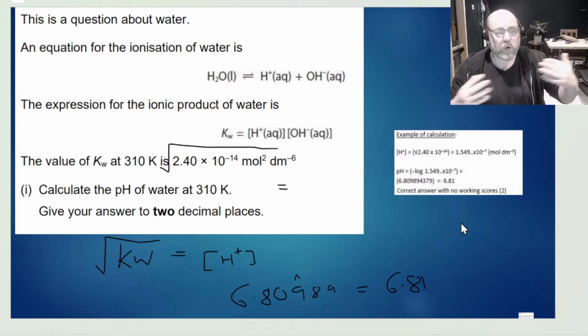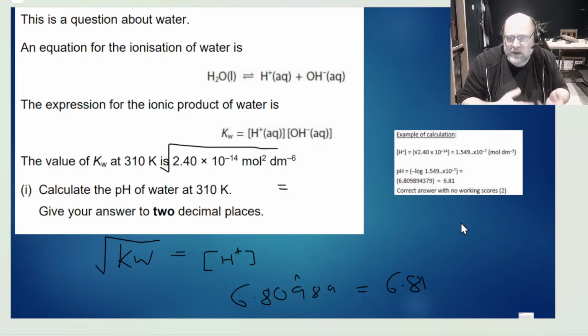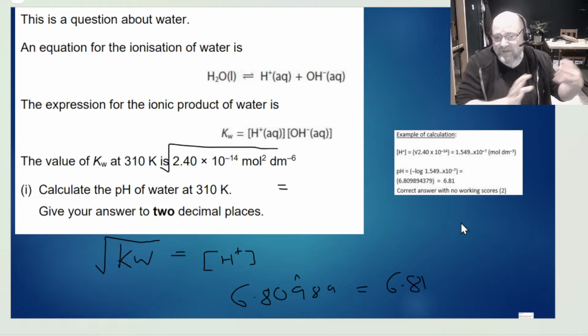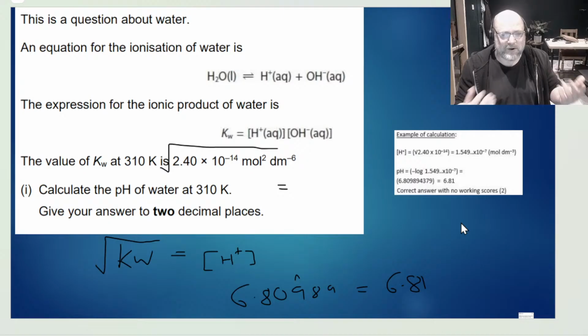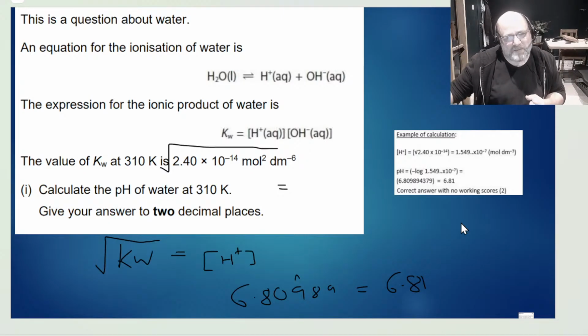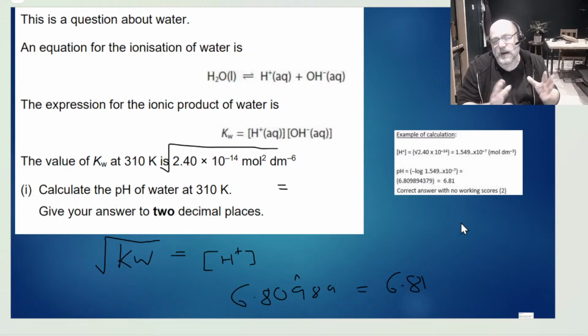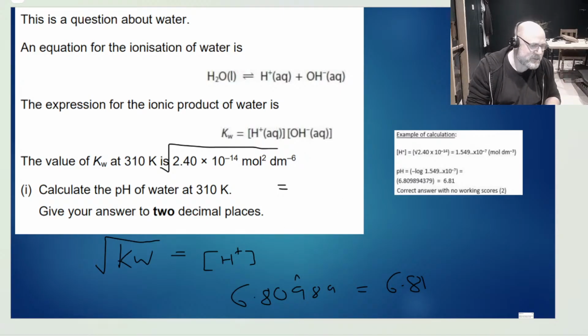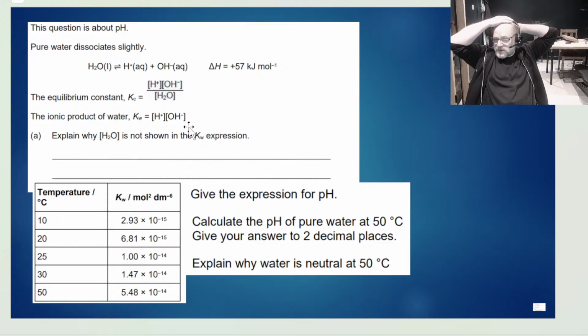Not all the Kw calculations are like this. Quite often the H plus and the OH minus aren't equal. It might be a situation where they say sodium hydroxide is dissolved in water, they give us the Kw, and we can work out what the OH minus is. If it's a strong base, you can use Kw to work out the pH of a strong base. Let me see if I've got a Kw question with a strong base. Now this is just another example of working out pure water.